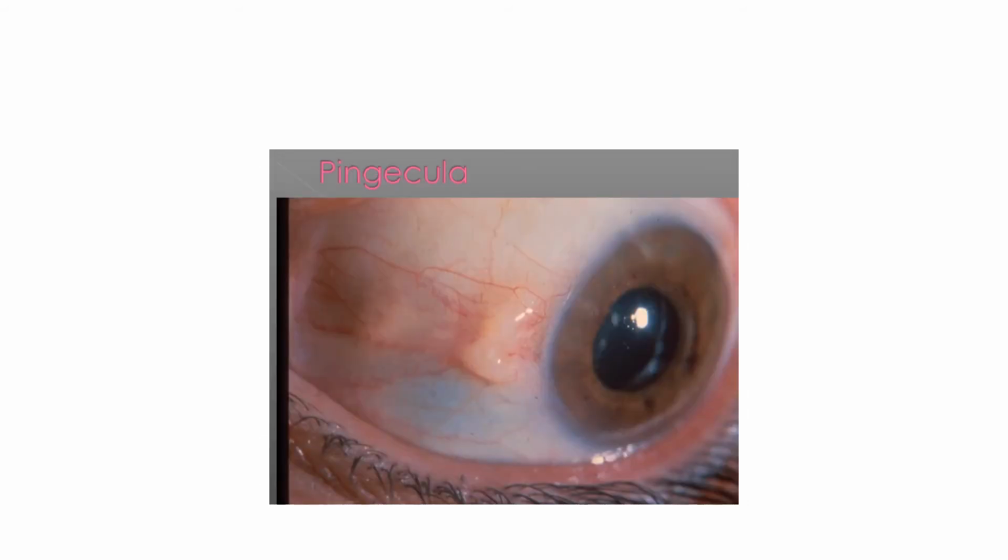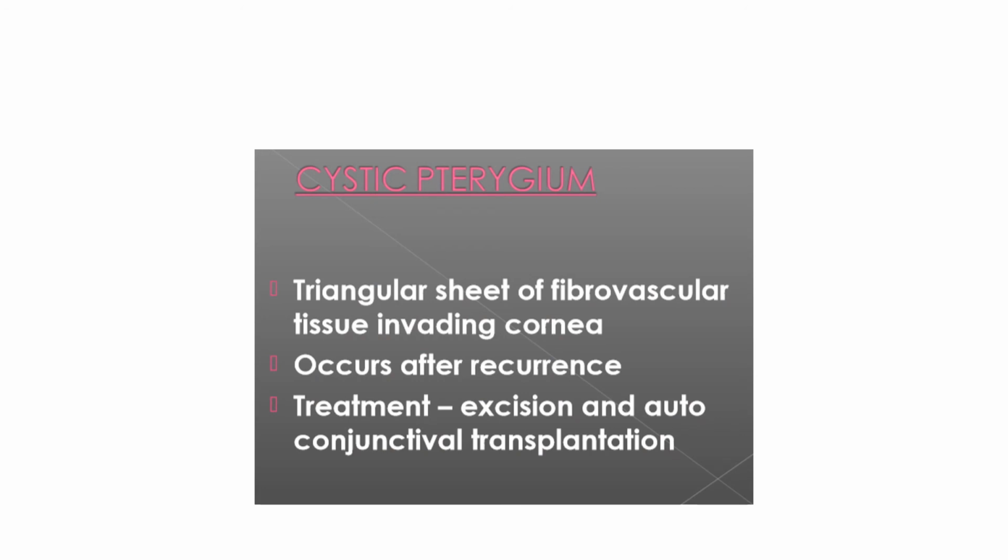This yellow elastotic degeneration is a pingicula. So it is usually a precursor of the pterygium. Sometimes it gets congested and it is called inflamed pingiculitis. Cystic pterygium. It is a triangular sheet of fibrovascular tissue invading the cornea. It tends to recur. Treatment is excision and conjunctival transplantation.